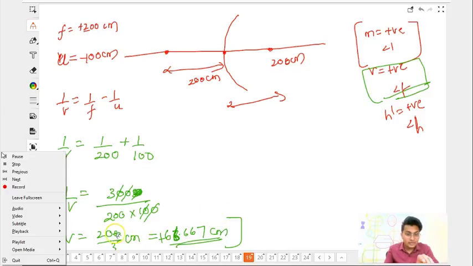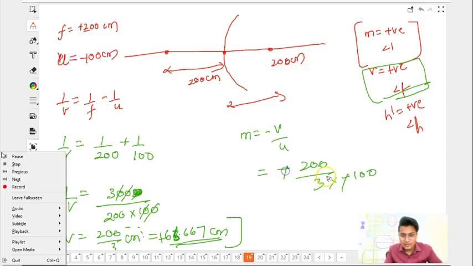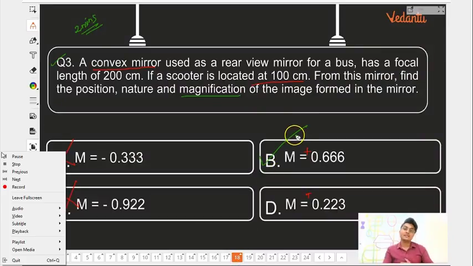I would request you to take the fraction for the magnification. You know why? Look at this. M is equal to minus V by U. You have got negative 200 by 3, divided by U, which is negative, nothing but again negative 100. Look at this very carefully. When you take it as a fraction, it's very easy to divide it. So you get magnification is equal to 2 by 3. Hence 2 by 3 is nothing but 0.6666, a positive answer. Hence option B is the correct answer.